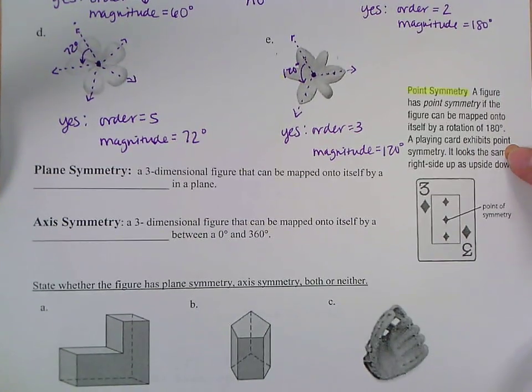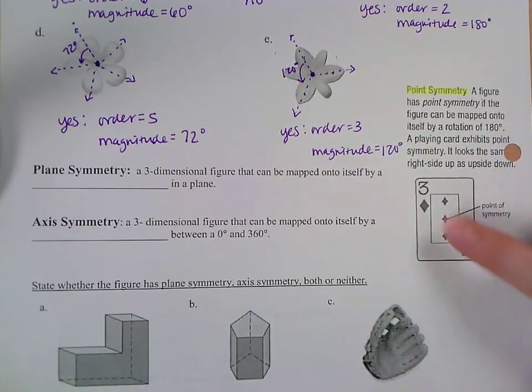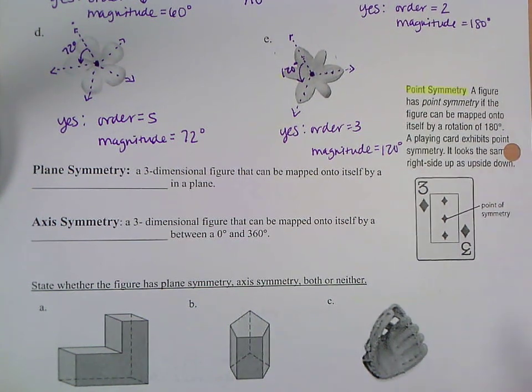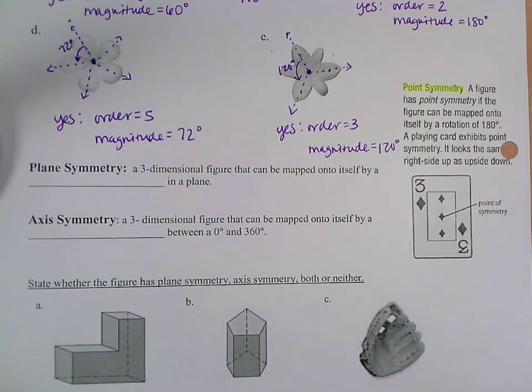All playing cards, or I guess your typical playing cards, some might not hold true for this. A playing card exhibits point symmetry because if you turn a playing card upside down, it looks the exact same. So all playing cards have point symmetry if that center is the center of the card. Then we have plane symmetry.